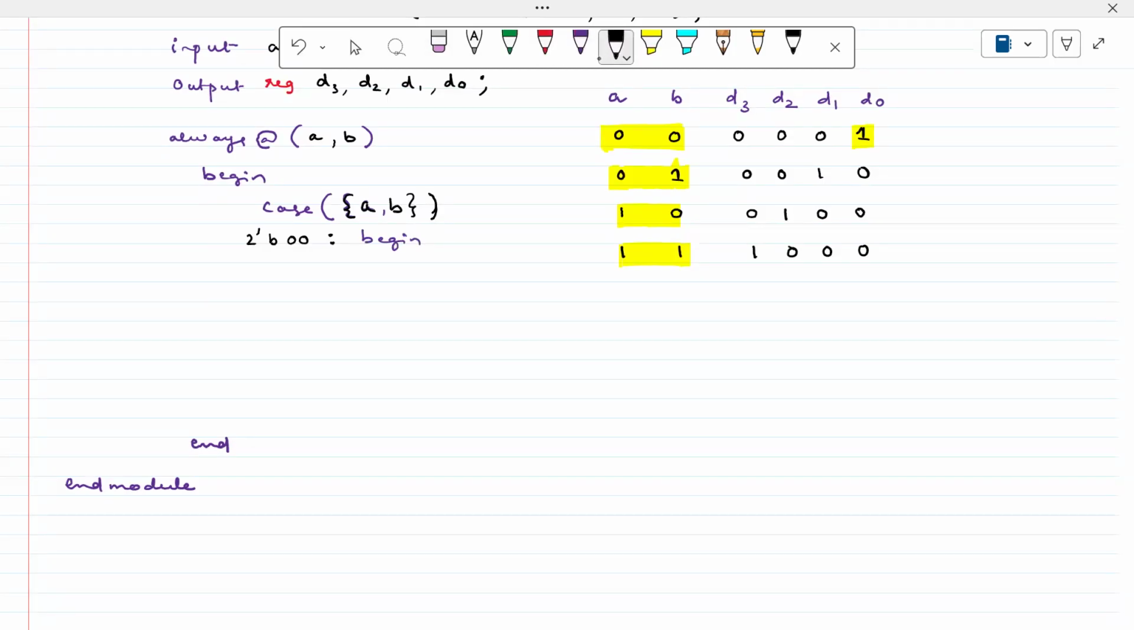Now we can start. D0 is equal to 1'b0, and D1 is equal to 1'b0, sorry, it is this one, right? This is 1, this is 0, and D2 is equal to 1'b0 and D3 is also 1'b0. This is how I need to write. And finally, I need to write the AND here. This is for one case.